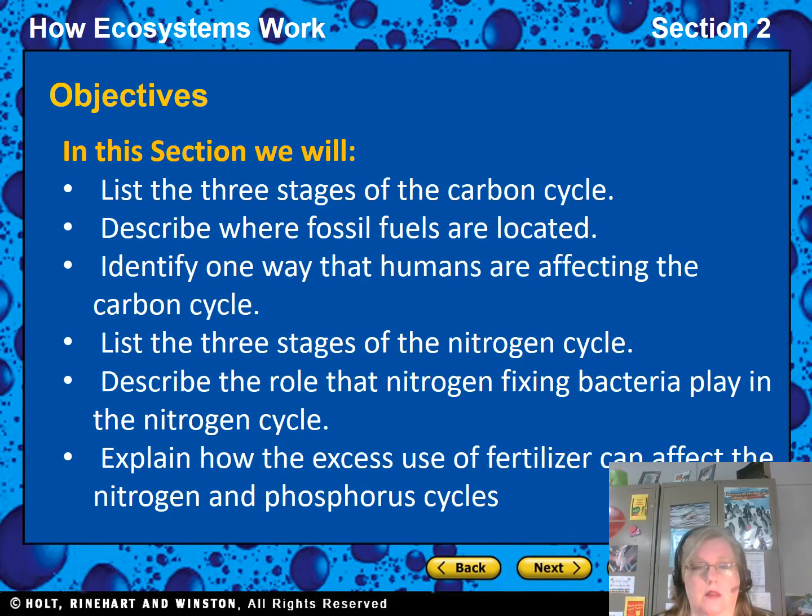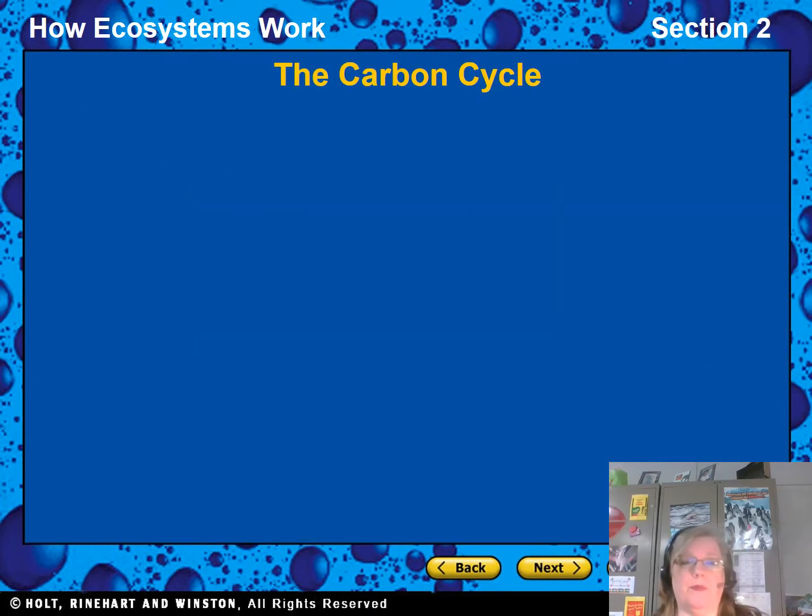Let's see. We're going to list the 3 stages of the carbon cycle, describe where the fossil fuels are located, and show ways that humans are affecting the carbon cycle. Then we're going to list 3 stages of the nitrogen cycle, and the role that nitrogen-fixing bacteria play in it, which is going to be really important. And then we're going to show how excess use of fertilizer can affect both nitrogen and phosphorus cycles. All right, so starting with carbon.